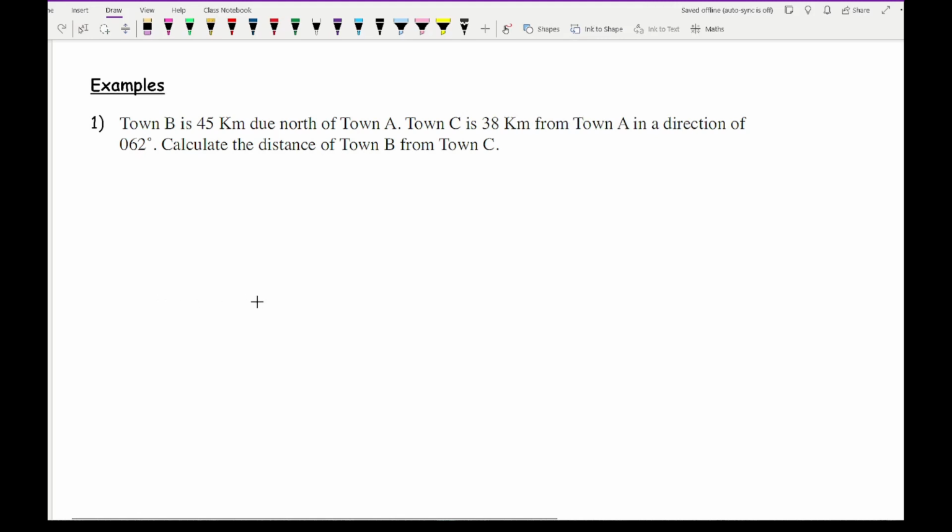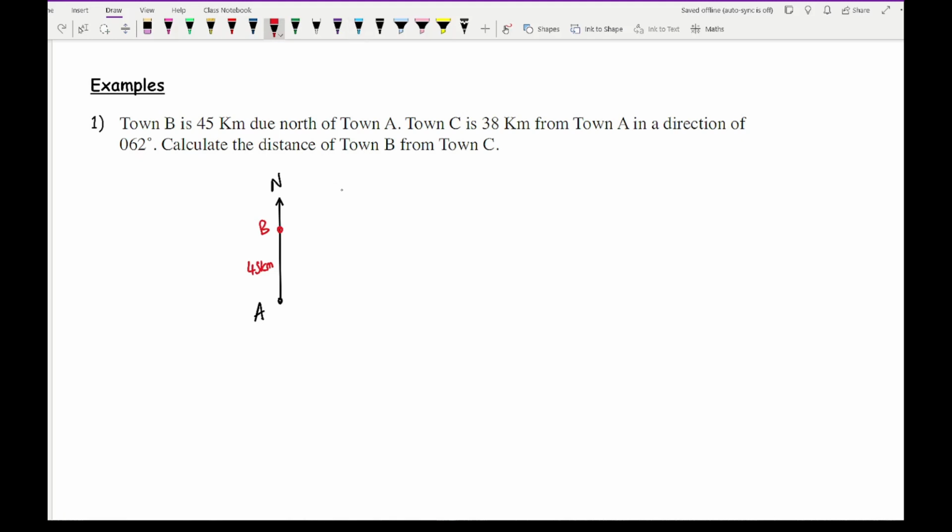So the first thing I'm going to do is draw a north line, and I'm going to label this as point A. And the reason for that is because that is what we're looking at. Now it says that town B is 45 kilometers. Now don't worry about the scale. So that's 45 kilometers, and that is where town B is.